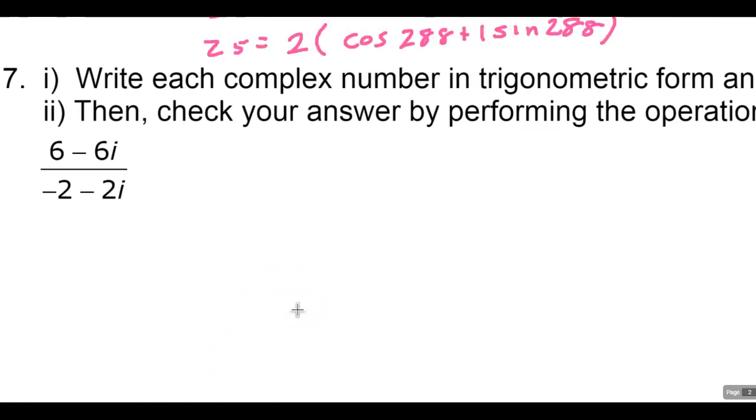Alright, so let's see here. What do we want to do first? Let's take this and do the r squared. So that's 6 squared plus negative 6 squared. We're just finding the radius. So we'll have the square root of 36 plus 36, which is 72. And when we take the square root of 72, we end up with 6 radical 2.